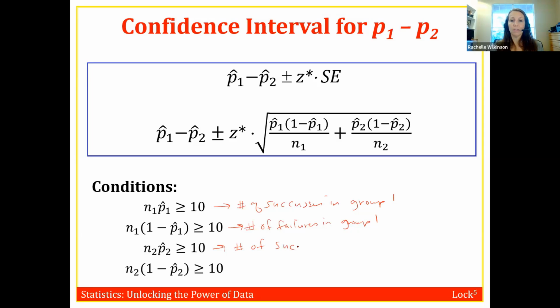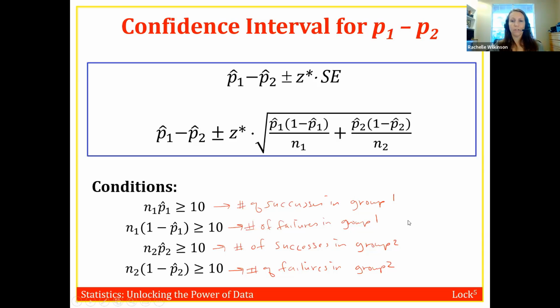And then similarly for group 2, n2 times p hat 2 is really just the number of successes in group 2. And n2 times 1 minus p hat 2 is really just the number of failures in group 2. So depending on how the data is presented to you, making these calculations or just looking at the number of successes and failures, one of those might be an easier option for checking the conditions. So we'll look at some of that as we go through our examples here.